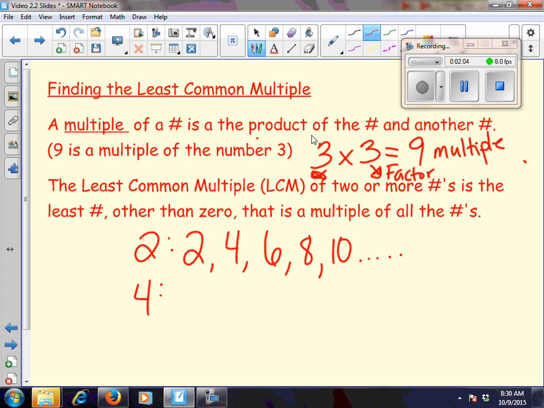For 4, if I start with 4 times 1, I get 4. That's the first multiple. 4 times 2 is 8. That's the second multiple. 4 times 3 is 12, which is the third multiple. And as you can see, I'm essentially counting by 4s. 4, 8, 12, 16. What's the next one? You got it, 20, and so on.